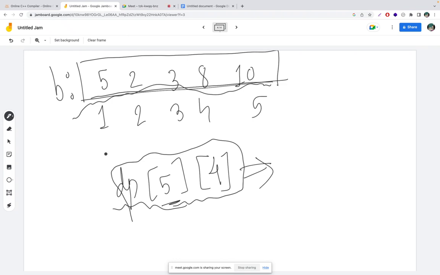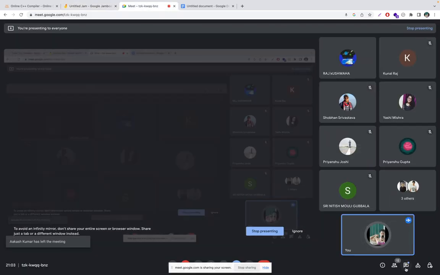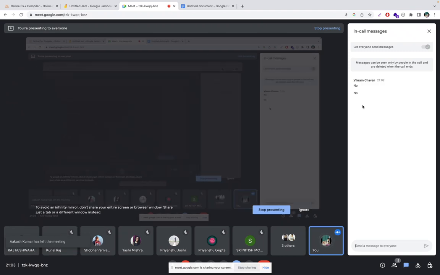Raj, can you tell me what is the meaning of DP of 5 of 4? Basically, the 5 means that if you are considering the first 5 elements of the array, we are trying to find is there any subset in these first 5 elements of sum 4. So what do you think, Raj? Is there a subset of sum 4? No. So the answer will be no. Guys, can you tell in the chat if the answer no is correct? Yes or no? Vikram is also saying no.